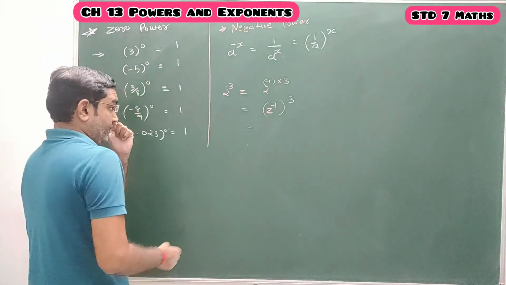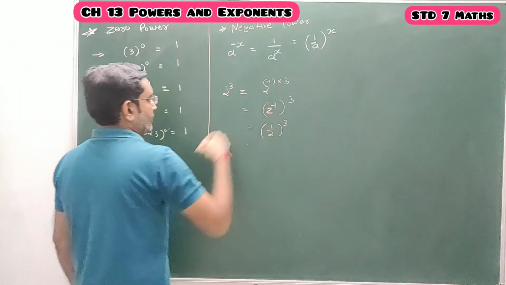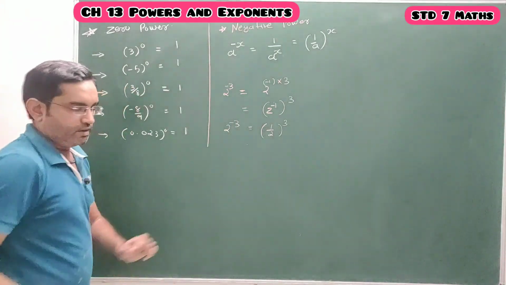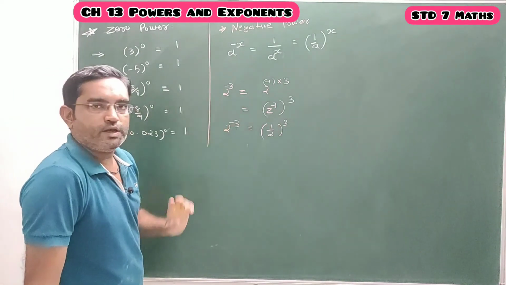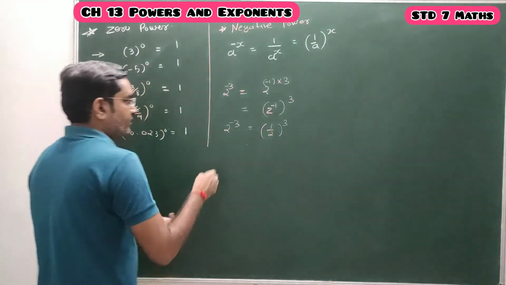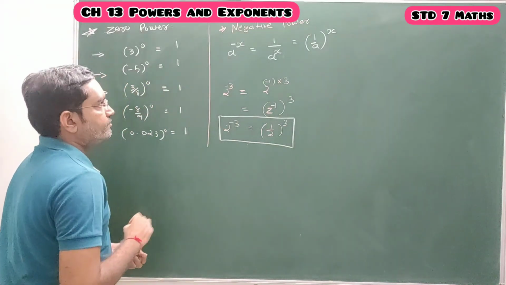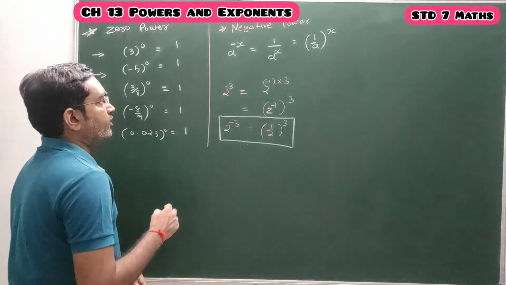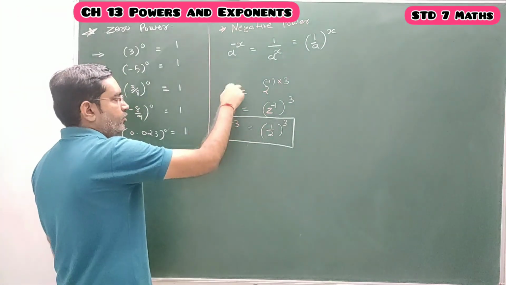Now here 2 raised to minus 1 is nothing but 1 by 2, raised to 3. So here we can see that 2 raised to minus 3 is converted into 1 by 2 raised to 3. So negative power is converted into positive power by taking the reciprocal of the base. This is the main concept that you have to understand. If negative power is there, you can convert it into positive power by taking the reciprocal of the base.